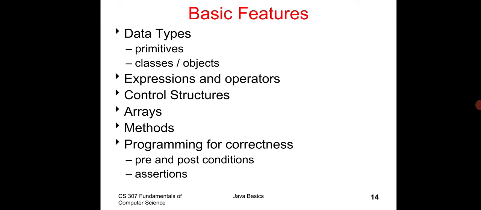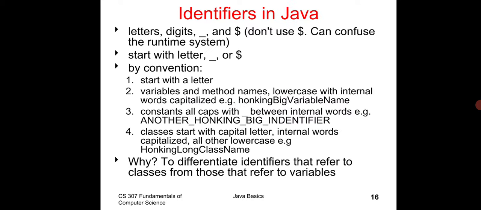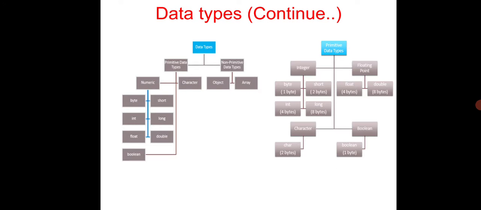Then these are all the basic features of Java. First one is data types. In data types we have primitive data types and non-primitive data types. Then expressions and operators, control structures, arrays, methods, and programming for correctness. Java data types are primitive and non-primitive. In primitive data types we have byte, int, float, boolean, short, long, double. These are all the primitive data types.